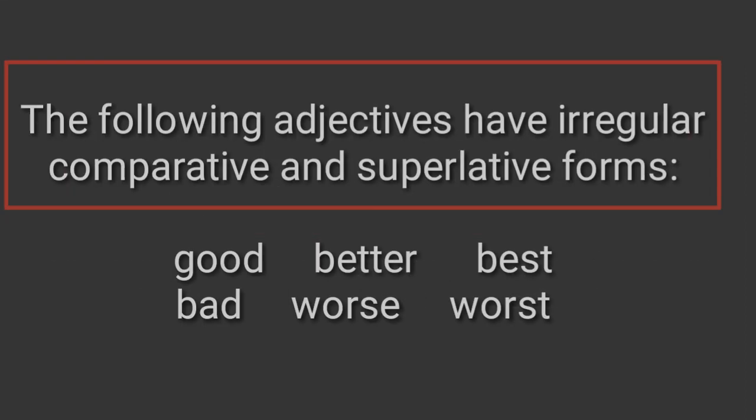Now, the following adjectives have irregular comparative and superlative forms. Okay, in all the cases it's not applicable. In some words there's a change, like good and bad. For the word good, the comparative form is better and the superlative form is best. Good, better, best. Okay. Then for the word bad, we can make the comparative by using the word worse, and we can make the superlative form of it by using the word worst.